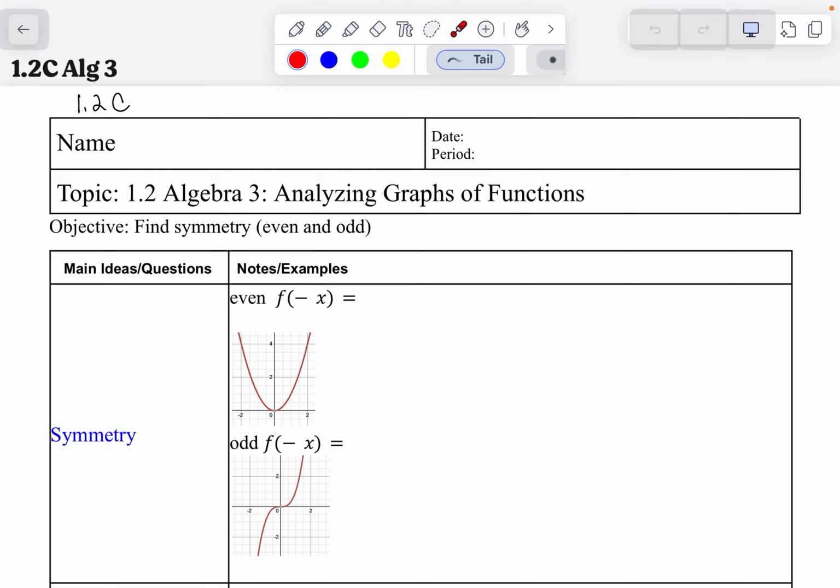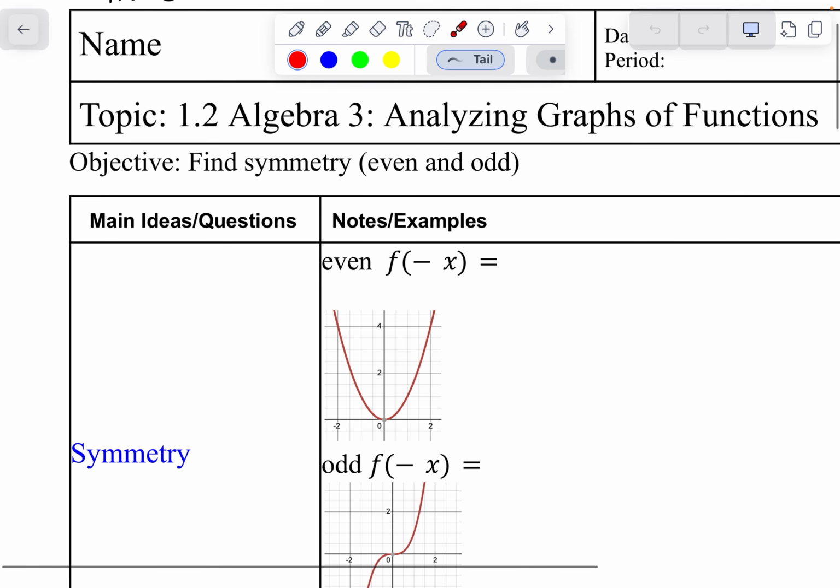Okay, so we're trying to break down some information about functions. So let's think about what we know. First, we talked about what makes something a function. Then we talked about domain and range, what x's work that you can plug in, what f of x's come out. We looked at intercepts. So now we're talking about even and odd, okay? Symmetry. What makes a function even or odd?